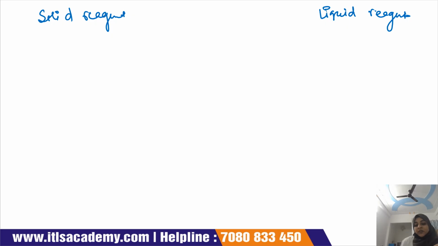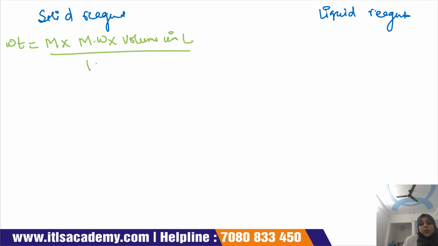So the first formula is for a solid reagent: weight is equal to molarity multiplied by molecular weight multiplied by volume in ml divided by 1000. Here I divide this equation by 1000, sorry, volume in ml, not volume in liter. Here it is volume in ml.